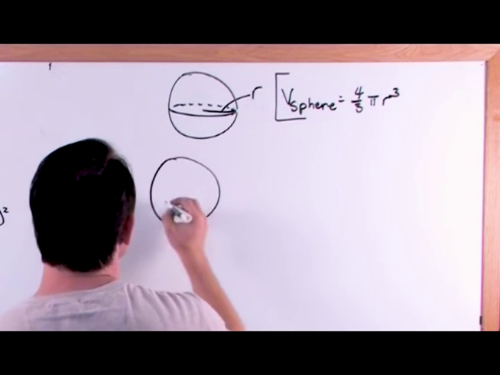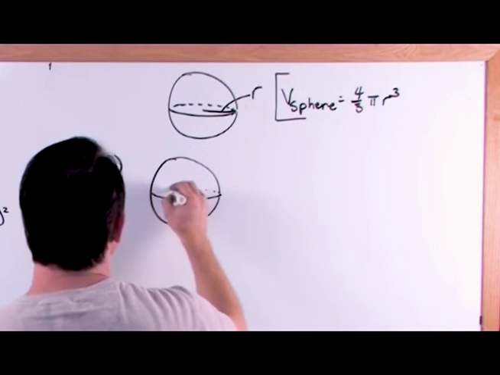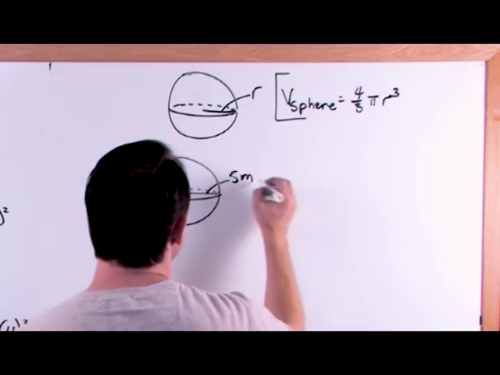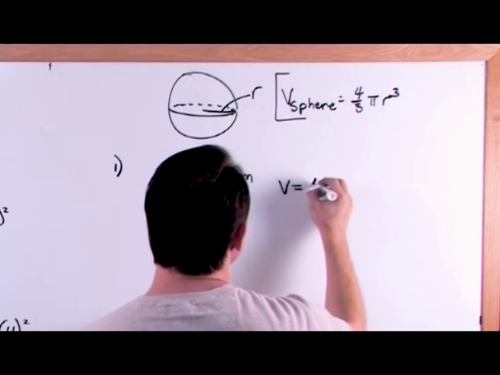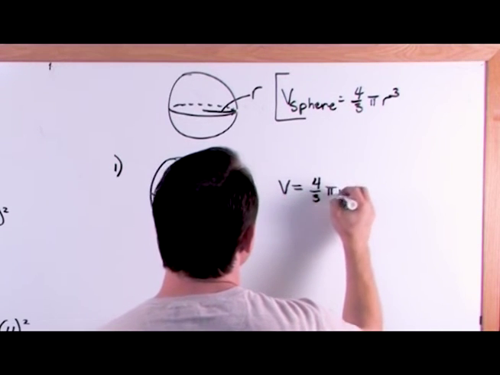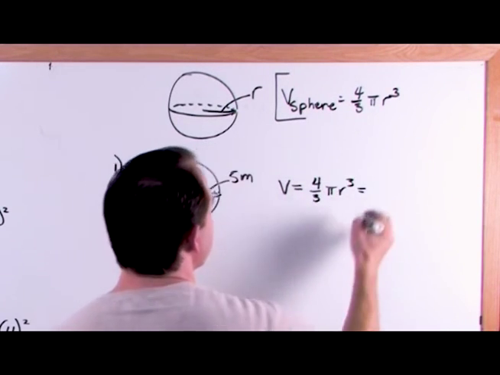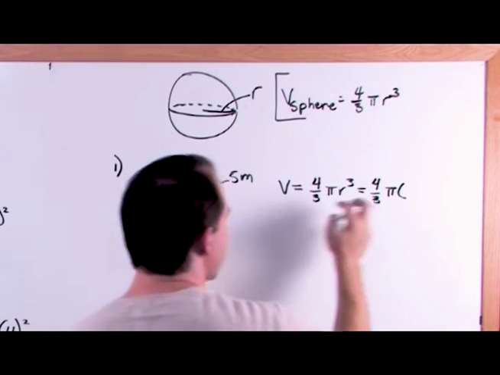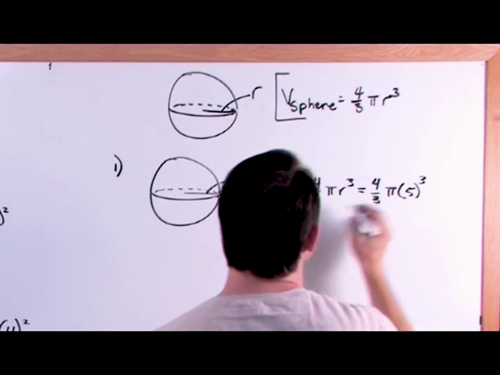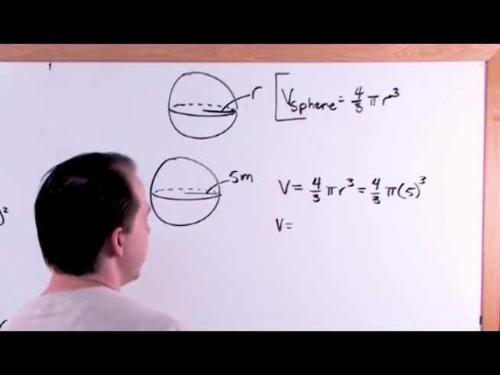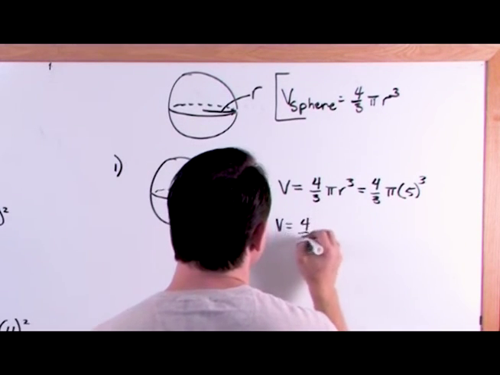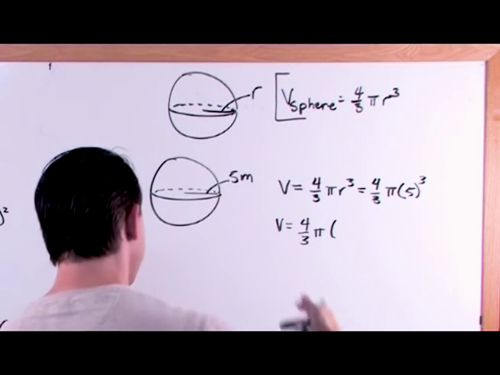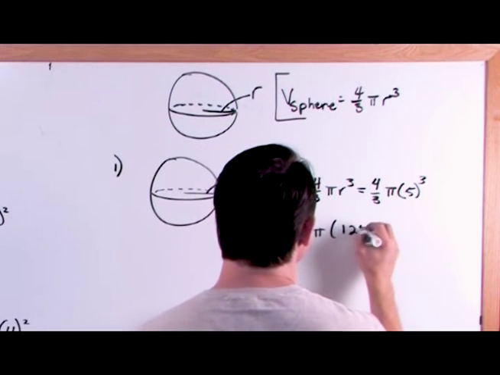So here's a sphere. Here we're going to do an example. Let's say the radius is 5 meters. Then the volume is going to be 4/3 pi r cubed, which is 4/3 pi, where r is equal to 5, cubed. So we have to go ahead and do our cubing. 4/3 pi. 5 cubed is simply 5 times 5 times 5, which is 125.